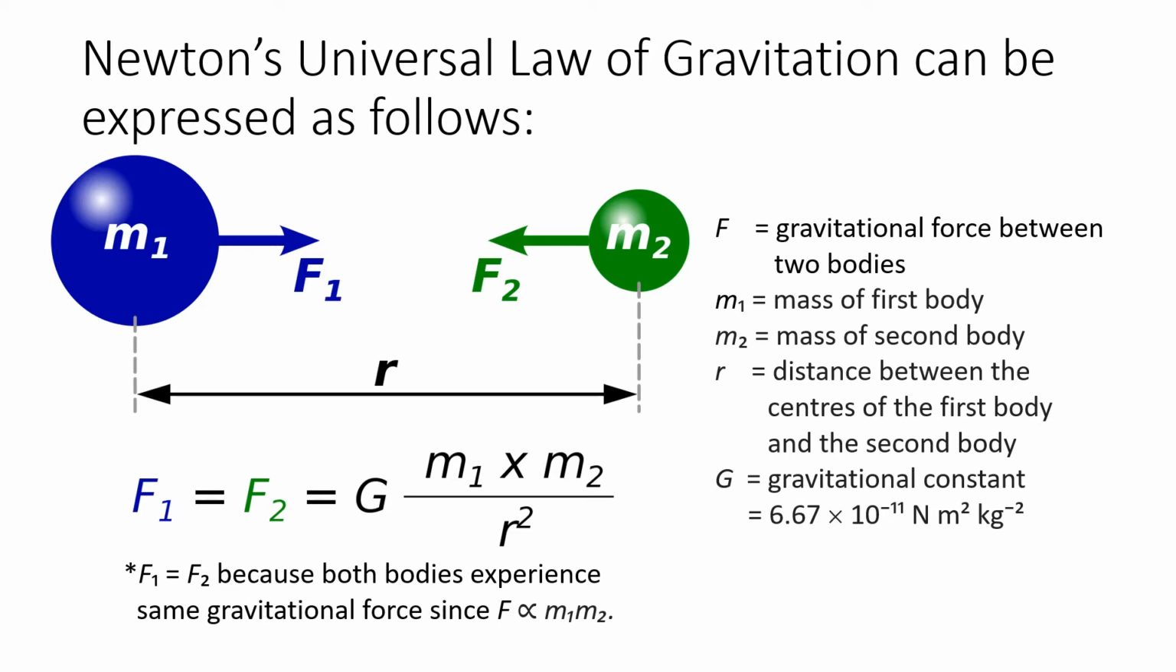From the formula, F is the gravitational force between two bodies. m1 is the mass of the first body while m2 is the mass of the second body. r is the distance between the center of the first body and the second body. G is the gravitational constant and is 6.67 times 10 to the power of minus 11 newton meter squared per kilogram squared.